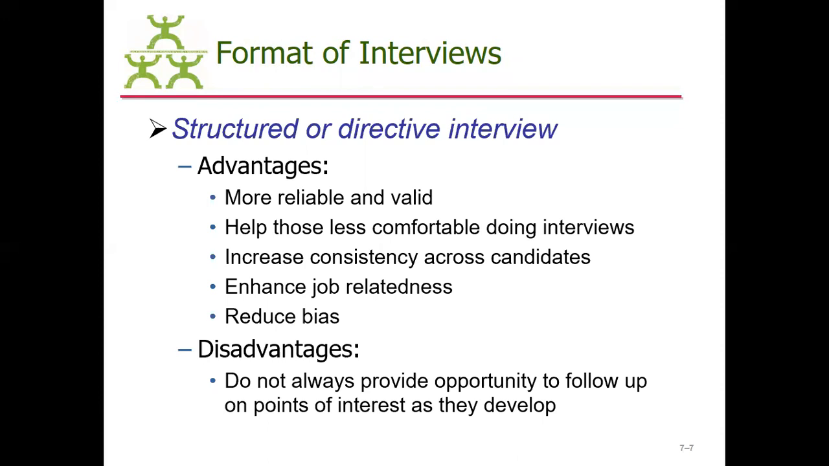More reliable and valid. The structured or directive interviews are more reliable and valid, and help those less comfortable doing interviews. So it will help those candidates who are not very comfortable with interviews. It will increase consistency across candidates. It will enhance the job relatedness because interviewers usually set the questions regarding a particular job. And it will reduce the bias as well.